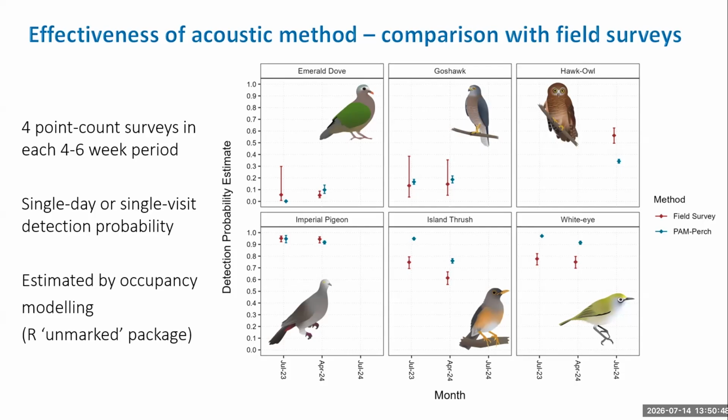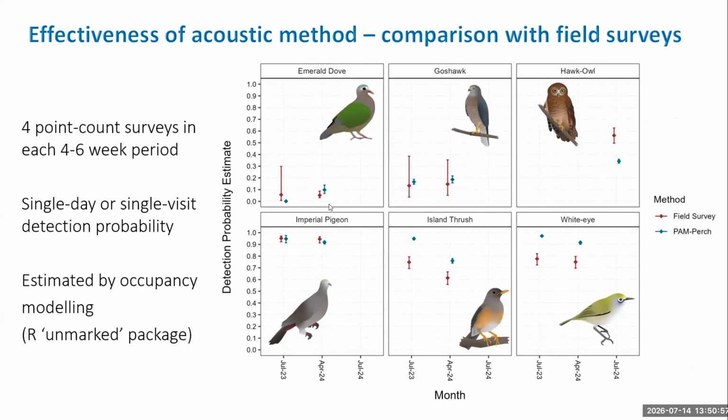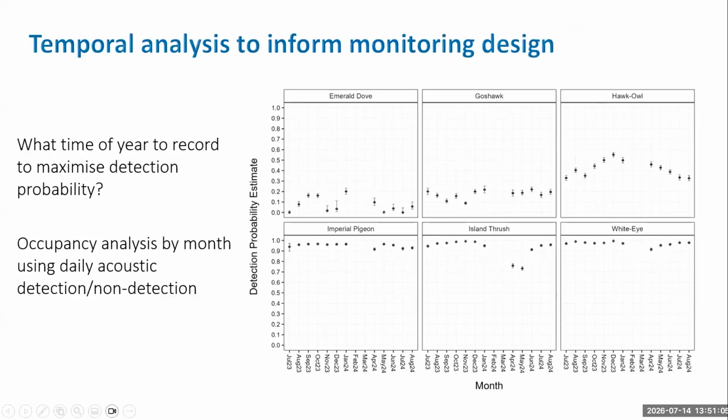We want good estimates. And then, stepping on from this, what we did, if you'll notice back here, is that the detection probabilities vary. Detection of the dove and the goshawk are quite low, but the other species are quite high. So we wanted to focus on what were the times of year that we could better detect the emerald dove and the goshawk, because their detection probability is generally low, whereas the other species are quite high most of the year.